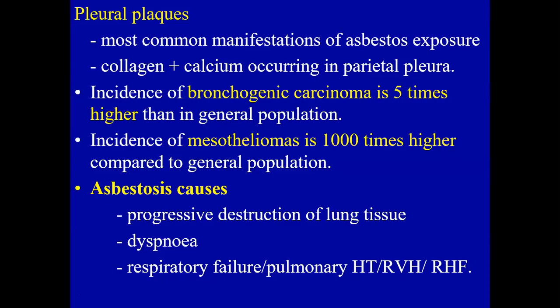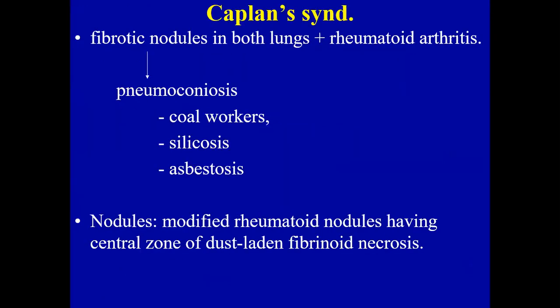Pleural plaque, most common manifestation of asbestos exposure. It consists of collagen and calcium occurring in the parietal pleura. Incidence of bronchogenic carcinoma is 5 times higher in the asbestos-exposed than the general population, and incidence of mesothelioma is 1,000 times higher compared to the general population. Asbestosis causes progressive destruction of lung tissue, dyspnea, and respiratory failure with pulmonary hypertension, right ventricular hypertrophy, and right ventricular failure أو right-sided heart failure.